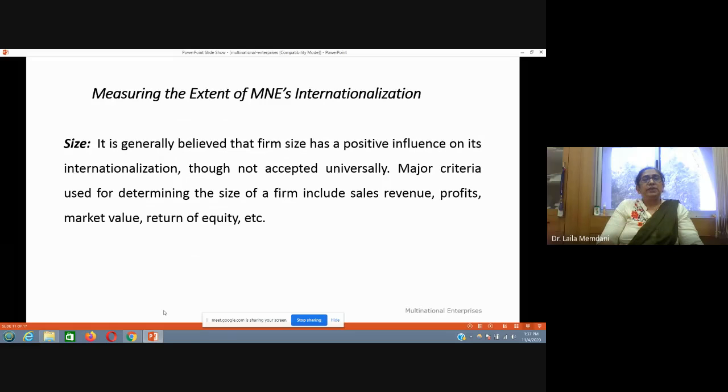Now, the question is, how do we measure the extent of MNEs' internationalization? That is, how far a company is internationalized. One is size. The size of a company influences the internationalization, though this criterion is not accepted universally. The major criteria used for determining the size include sales revenue, profits, market value, return on equity, and other financial ratios. We can find out how much one multinational enterprise is internationalized or not.